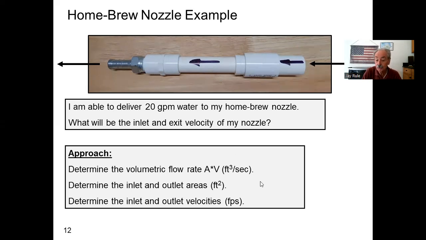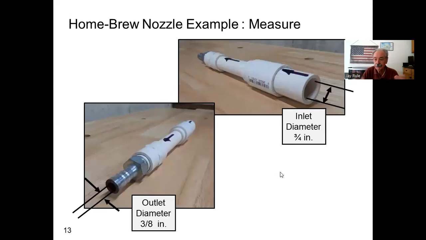Okay. Well, of course, we'll know it's steady state, steady flow, open system, constant density, because we're dealing with water, 20 gallons per minute of water. Okay. We'll determine the volumetric flow rate. We'll have to convert 20 gallons per minute to cubic feet per second. We're going to have to do some physical measurements, the inlet and outlet areas, determine that. And then finally, very straightforward, use the definition of volumetric flow rate to determine the inlet and outlet velocities. Okay. All right, well, let's go do our homework.